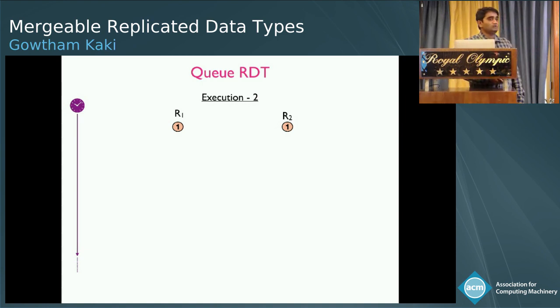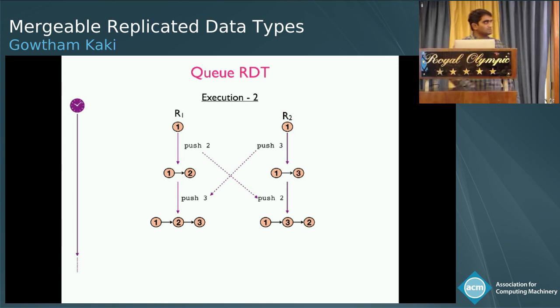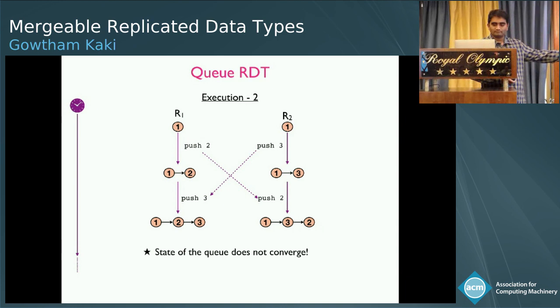So here we start with two replicas of the queue which has only a single element 1. We do two concurrent pushes, so pushes of operation 2 and 3, and if we naively just send the updates over to remote replicas, these push operations get applied in a different order. So we end up with two replicas that individually have all the effects of operations submitted so far, and yet they do not converge, right? So what this means is we cannot have a consistent semantics to describe this queue. The state of the queue does not converge.